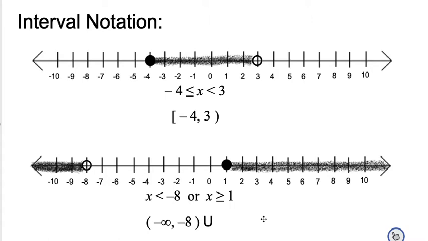Now, since we're including the 1, we have a square bracket and the 1, and then we shade from 1 till the end of the number line, which is represented by infinity. Since infinity is not a number, we give it a round bracket. Anytime you use interval notation with infinity or -infinity, you will use round brackets for those concepts.